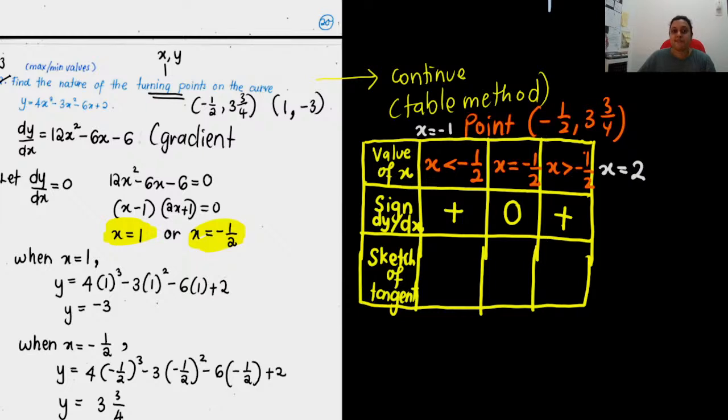Okay, if it's positive, your gradient, sketch of the tangent with positive gradient will look like this, going up. If it's 0, it's going to be straight, horizontal. If positive, again it is going to go up. Okay, so far so good. Let's check x equals 2 just now. 12 times 2 squared minus 6 times 2 minus 6, getting positive.